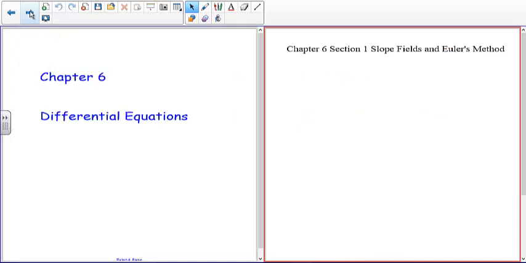So the first thing is we're going to look at two approximate methods for solving differential equations. One is called using slope fields, and one is using Euler's method.